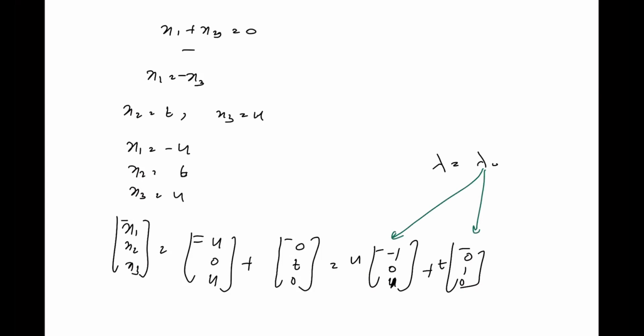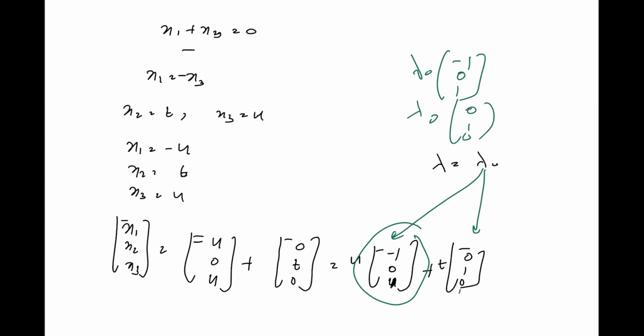If you put this vector, it will give lambda naught times (-1, 0, 1) as the output. Also, if you put this other vector, it gives output lambda naught times (0, 1, 0). Any linear combination of those two vectors will also give you the output. You will see why next.